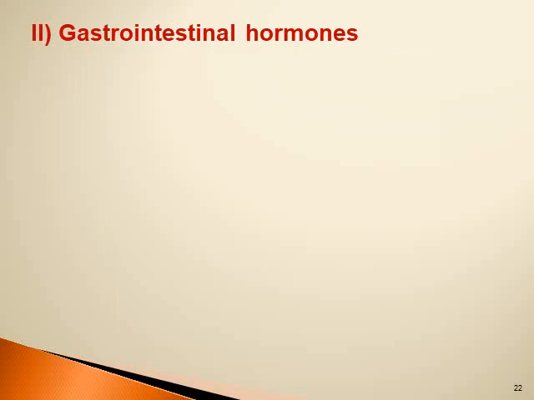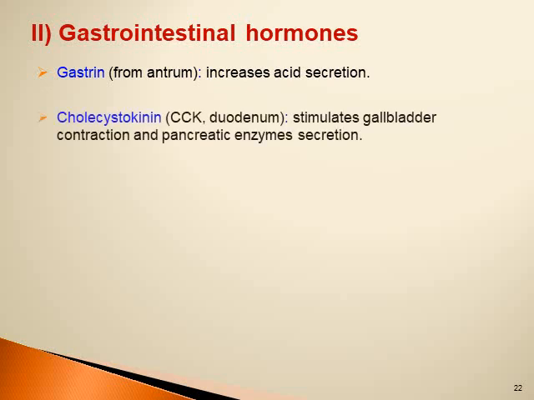Now let's talk about the gastrointestinal hormones that control the digestive functions. We have a very important hormone called gastrin. It is released from the antrum of the stomach, and we'll study that in detail, inshallah, in the next lecture. It increases acid secretion.